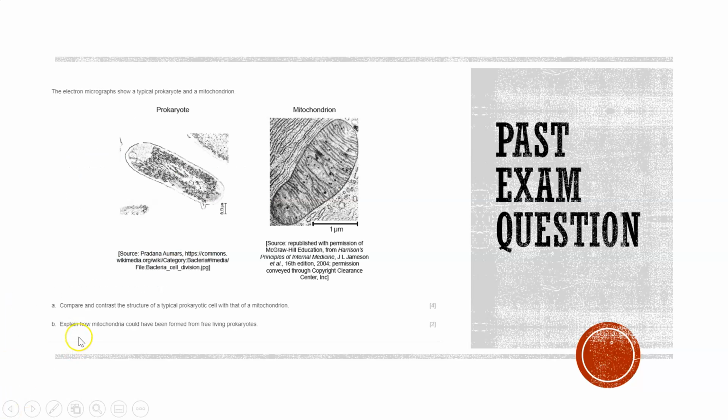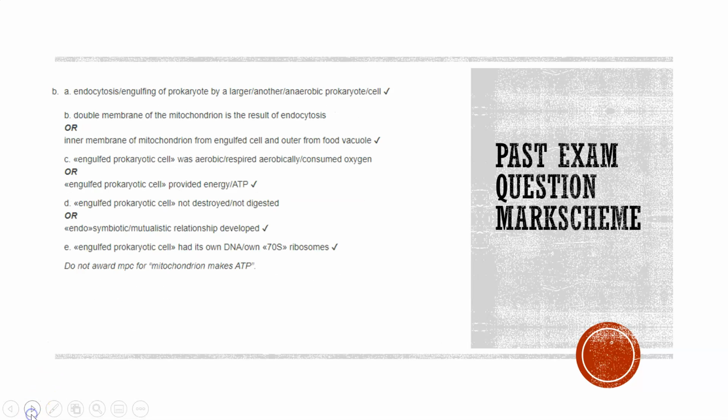Okay, what other questions do we have? Explain how the mitochondria could have been formed from living prokaryotes, 2 marks, and you're talking about the endosymbiotic theory. Let's go and see what they want you to say for E. You're talking about the mitochondria being engulfed by a larger cell, and making sure you make one of these points as well.